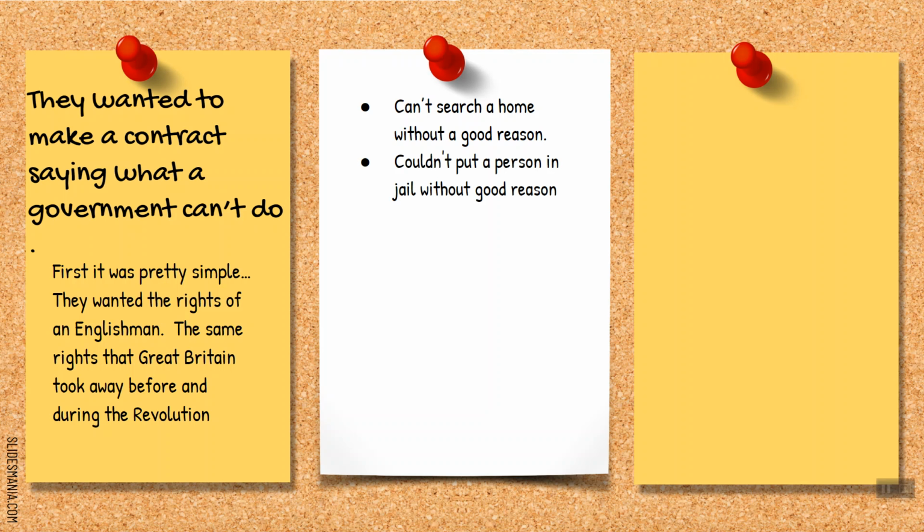And you couldn't put a person in jail without a good reason. You couldn't just walk down the street and dislike somebody and throw them in jail. And you also could not take away a right of a trial by jury. And that means if you are sent to jail, you couldn't just sit there forever without any way to prove yourself innocent.